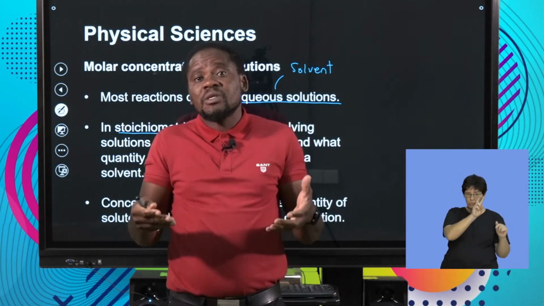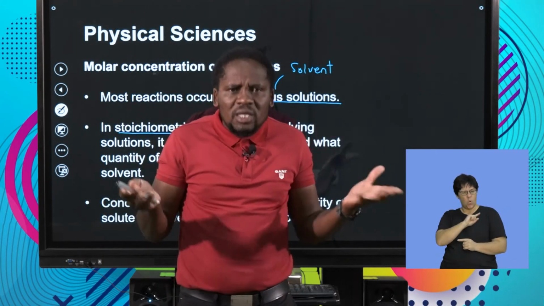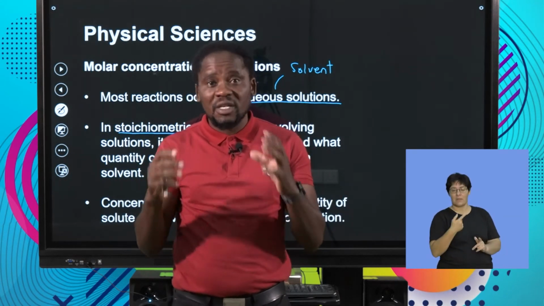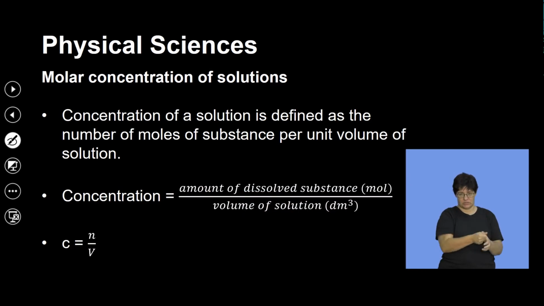So the point we start doing calculations, we need to ask ourselves why we do the calculations that we do in stoichiometry. That understanding is something we need to be very comfortable with, okay? In these stoichiometric calculations involving solutions, it remains key to understand what quantity of the solute is dissolved in a solvent. And the concentration of a solution is an indication of the quantity of solute dissolved per unit volume of solution. Let's look in more detail at what concentration is all about.